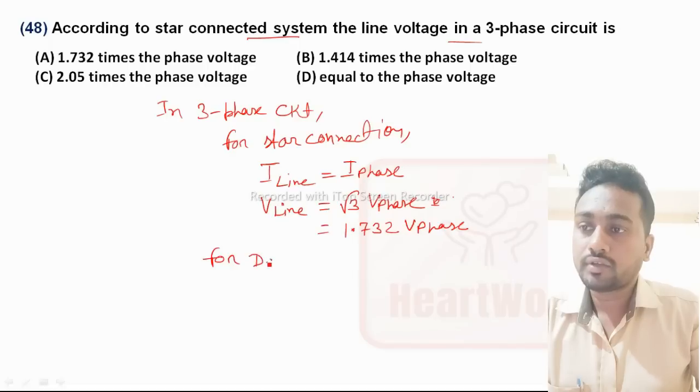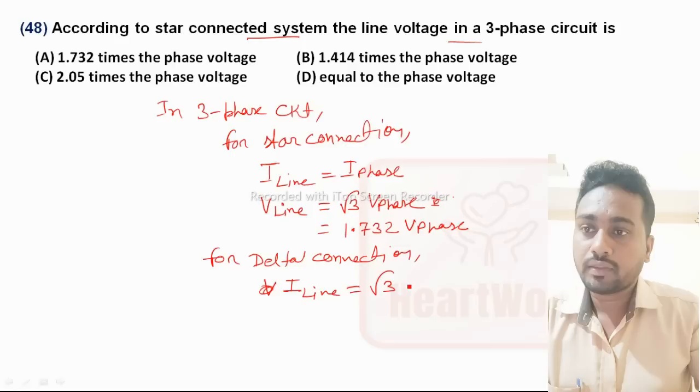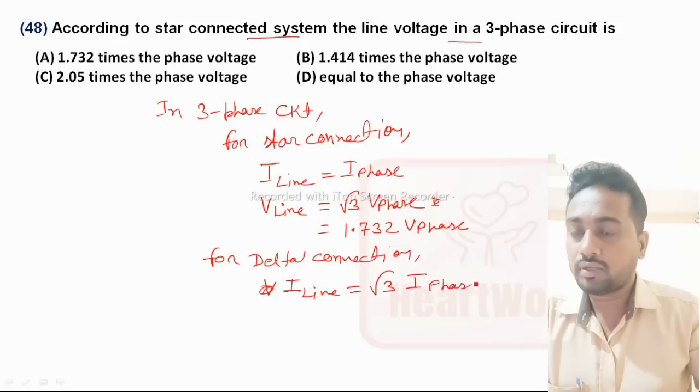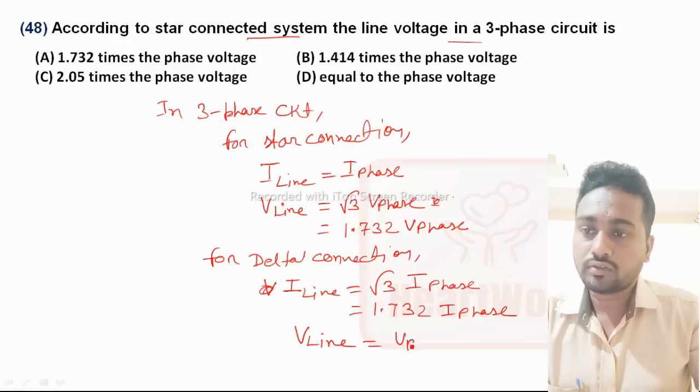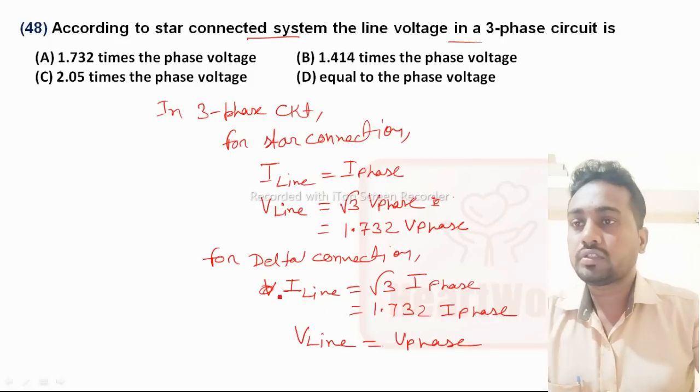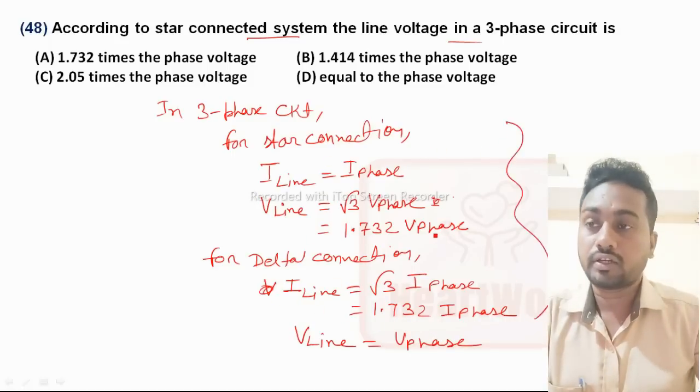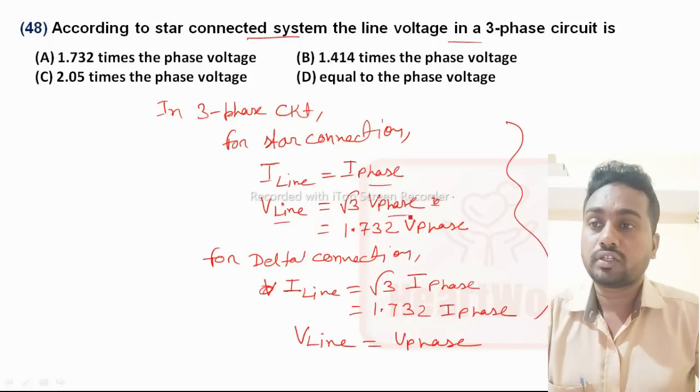And for delta connection, line current is equal to √3 of phase current, that is 1.732 times phase current, and line voltage is equal to phase voltage. It is always the opposite. So this is the relation between line current and phase current, and line voltage and phase voltage. You have to remember this thing.